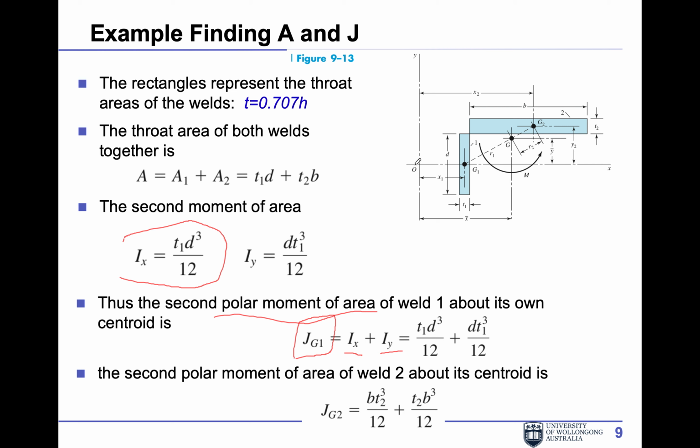Ix, so the x-axis is this one. So Ix is rotation around the x-axis. So it's T1 d to the power of 3. This d is rotating around x, so that gets the third power divided by 12. Iy is also looking at this around the y-axis. So it's d T1 cubed. So the actual JG1, this is only for this part here, you get one around x, one around y, adding that together. And for G2 it's the same thing.